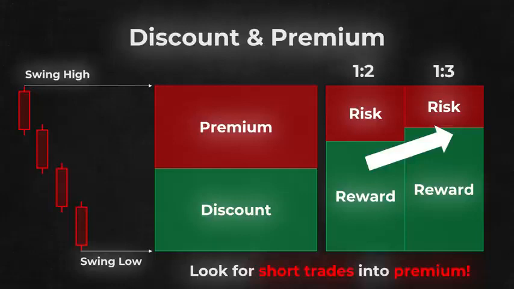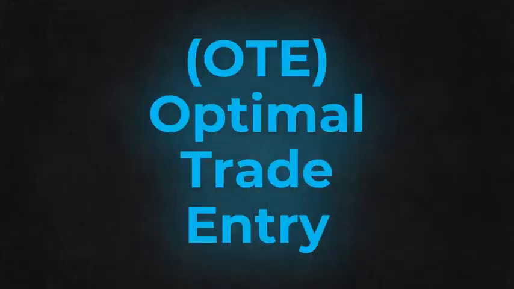This notion of discount and premium is very simple, but it's something you need to keep in mind when we look at other concepts like optimal trade entries, fair value gaps, order blocks, and the combination of elements that will generate trade setups. Directly related to the idea of premium and discount zones, we have the concept of OTE, which is short for optimal trade entry.